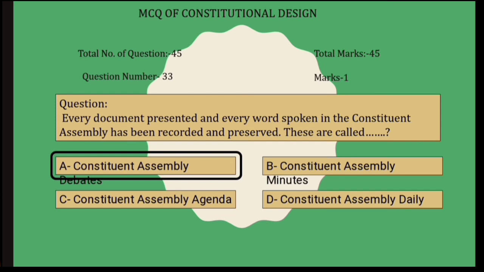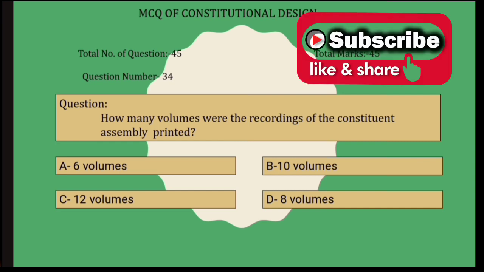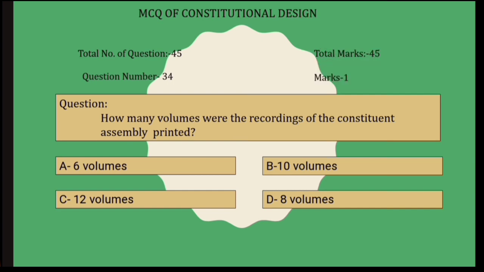Question 34. How many volumes was the recording of the Constituent Assembly printed in? Option A. 6 volumes, B. 10 volumes, C. 12 volumes, D. 8 volumes. Correct option is C. 12 volumes.